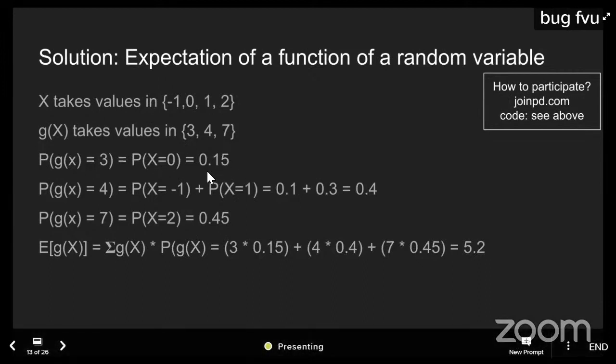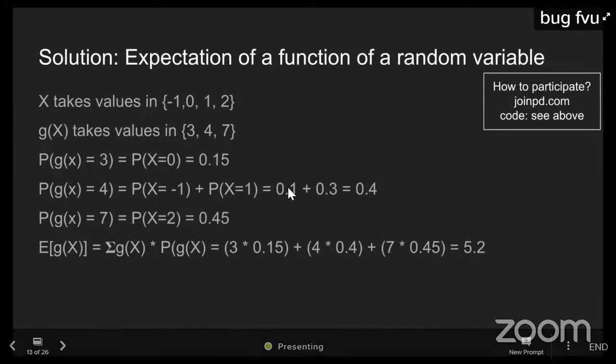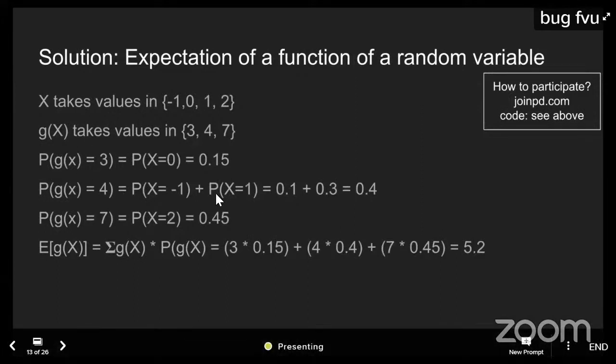Similarly, when would g(x) be 4? When my x takes the value either -1 or 1, right? What is the probability of x taking the value -1 or 1? It's the sum of the two, right? So even if we are transforming it, the probability in general depends on the initial values only. That's why probability remains the same even if you change the function.